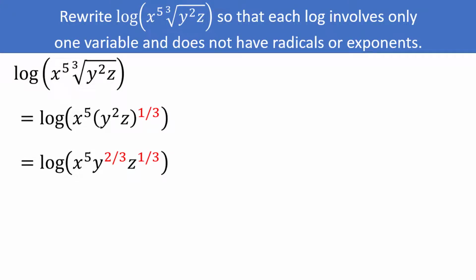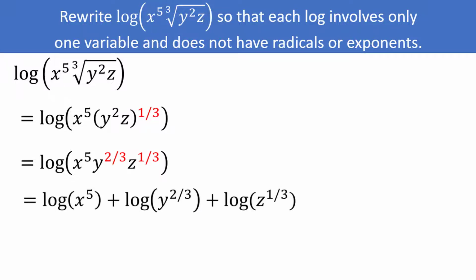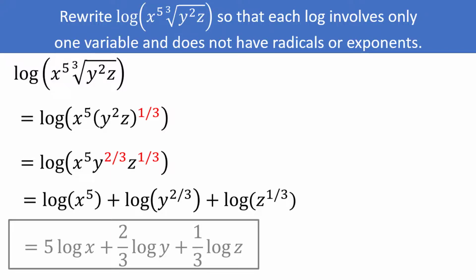Now we can use the log of a product property to split this into three separate logs that are all added together. We have log of x to the 5th power plus log of y to the 2/3 power plus log of z to the 1/3 power. Now we can use the power rule to bring each exponent out front so that we have 5 log x plus 2/3 log y plus 1/3 log z, which is our final answer.